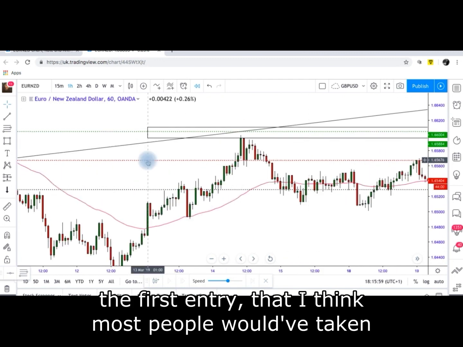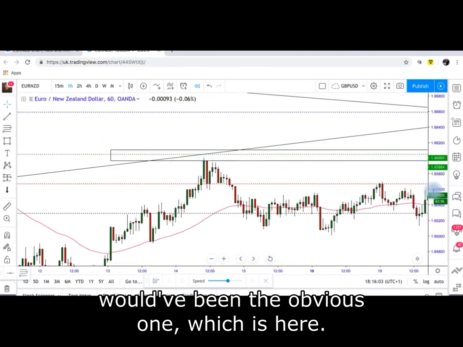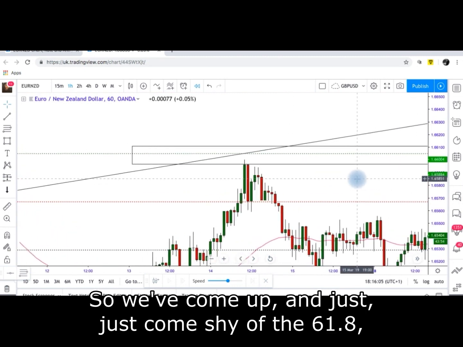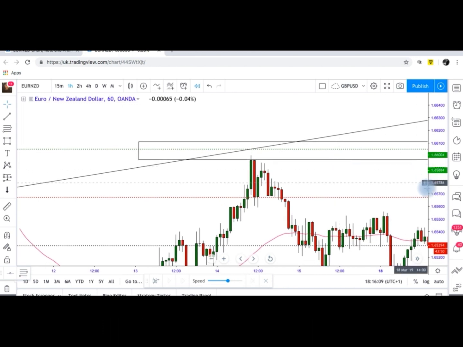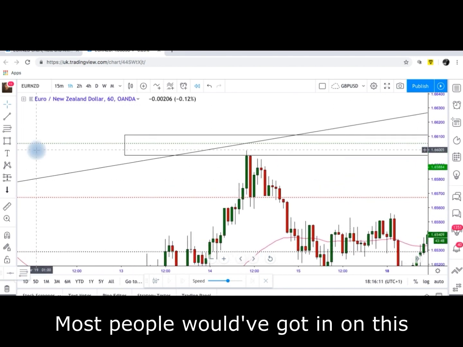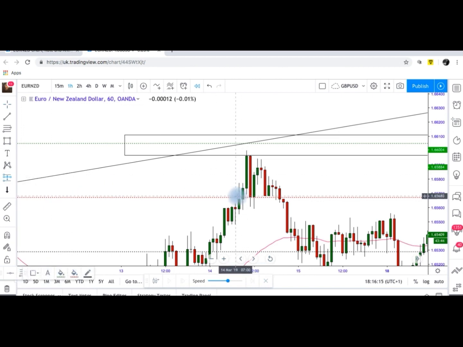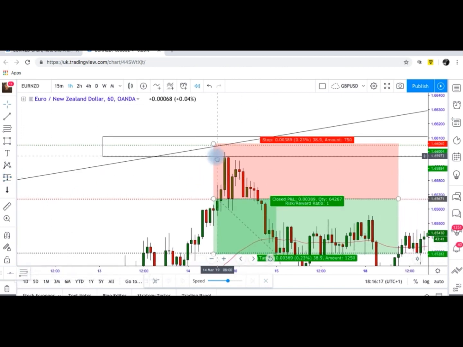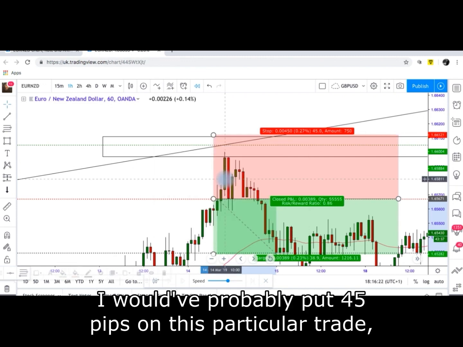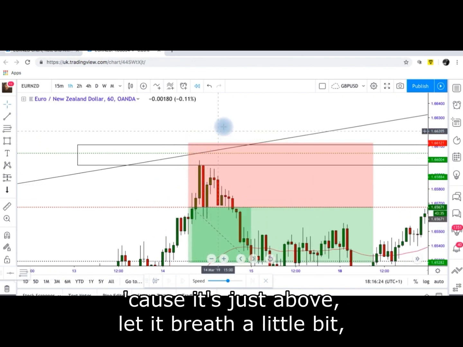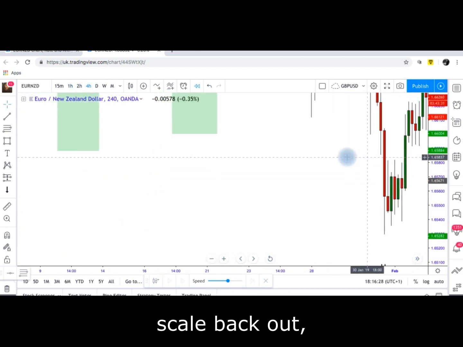So the first entry that I think most people would have taken would have been the obvious one, which is here. So we've come up and just come shy of the 61.8, probably by about 5 pips. Most people would have got in on this hourly bearish engulfing candlestick. And allowing yourself enough pips, I would have probably put 45 pips in this particular trade because it's just above. Let it breathe a little bit. Scale back out.